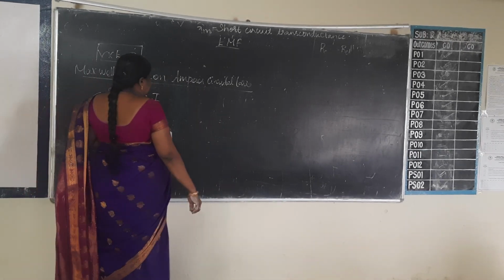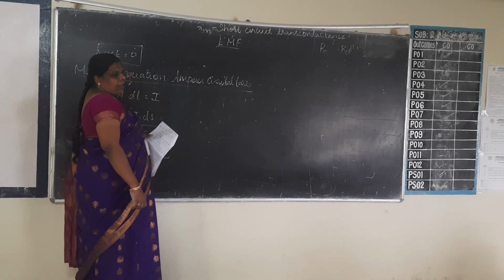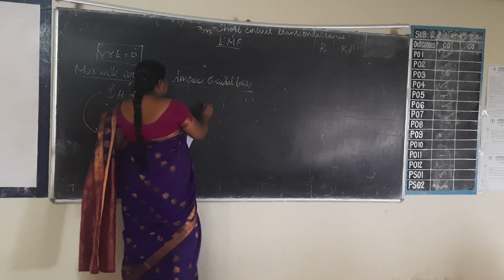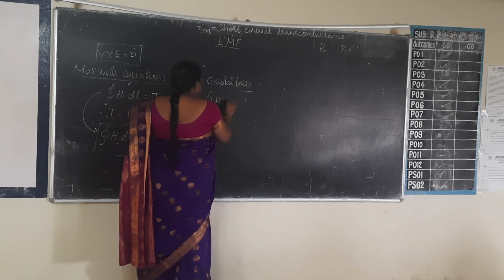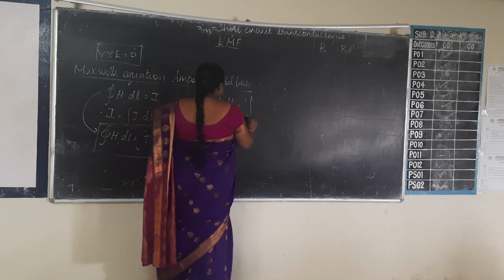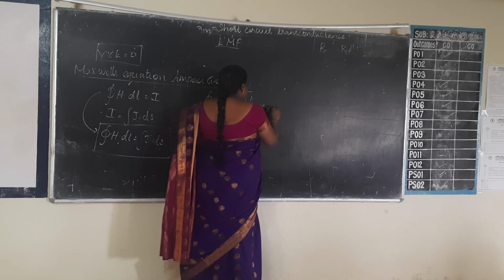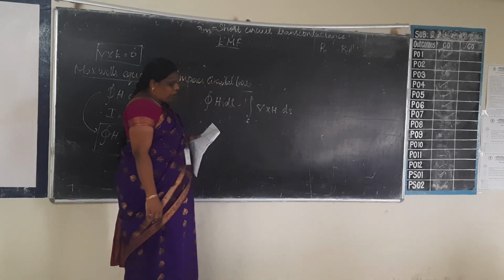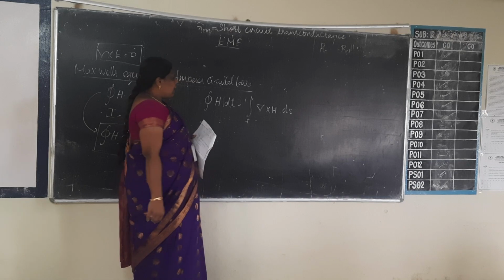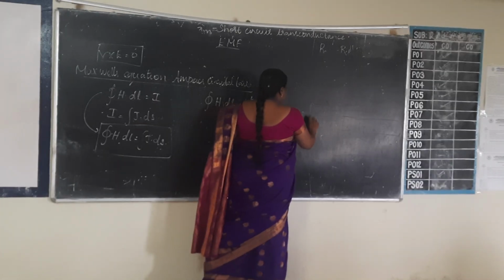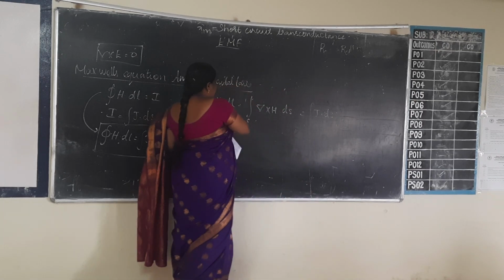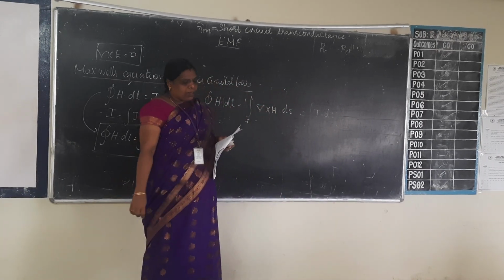That is again a differential form derived from Ampere's circuital law, given by the integral of H dot dl is equal to the integral of del cross H dot ds. That is equal to the integral of J dot ds, because H dot dl is equal to J dot ds.